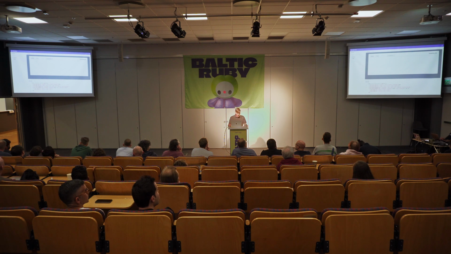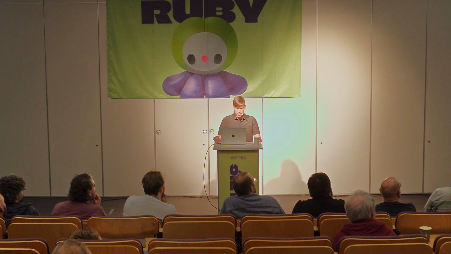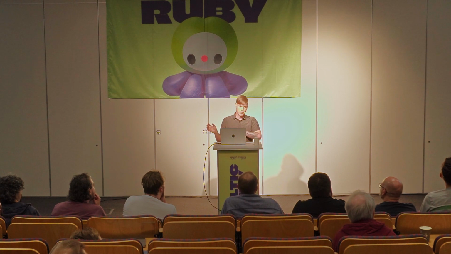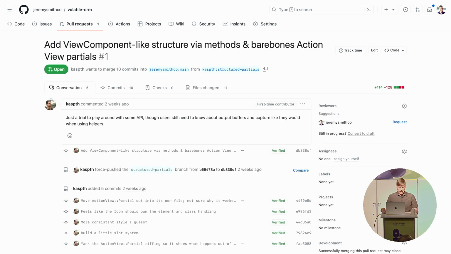Here's the Volatile tab nav bar component in Lookbook. It has a component nav in the left panel and a preview of the component in the upper right, and then the source for it in the bottom right. If you're curious for a full side-by-side comparison of the view component versus the partial helper solution, you can check out this Volatile CRM repository. And while you're at it, you should check out Caspar Tim Hansen's exploration of an alternative approach that he threw in here as a PR.